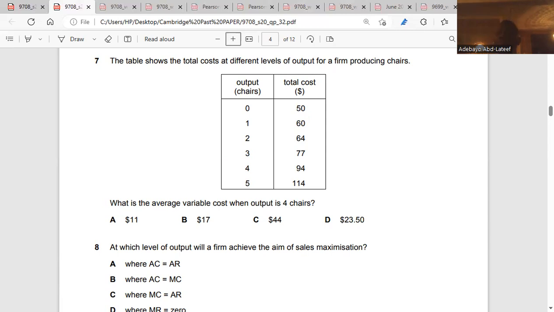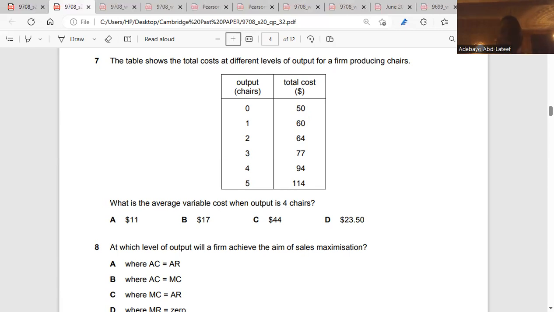So let's go back to the output here. At output of 0, the total cost is 50. That means there is no variable cost there. So that means the total fixed cost is 50. Noted. We know the fixed cost, right? Which is 50.